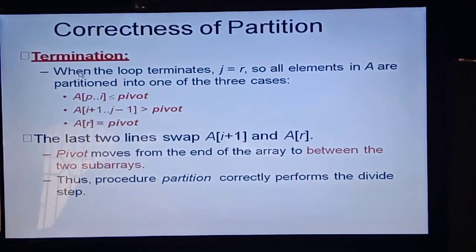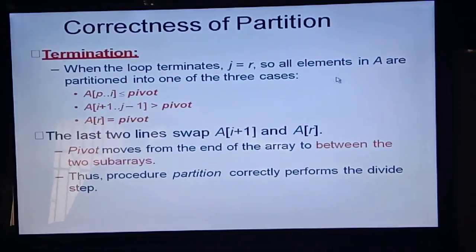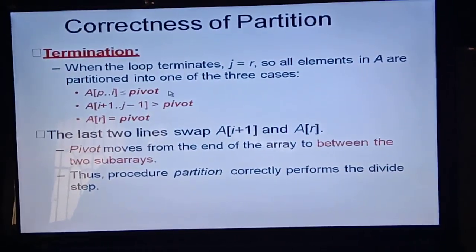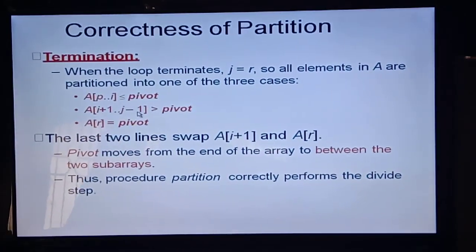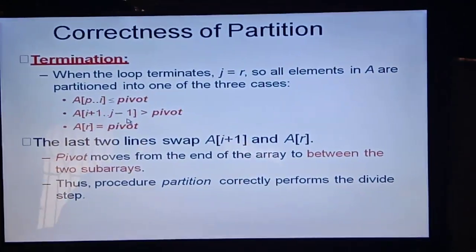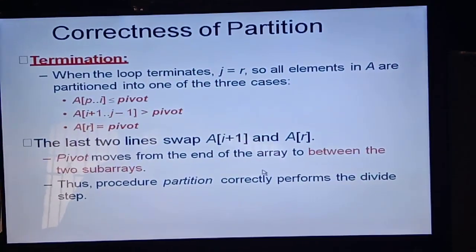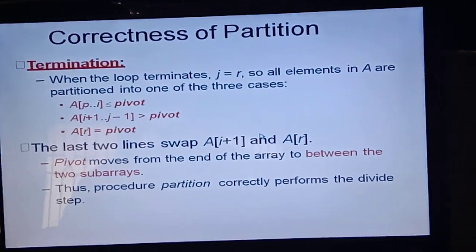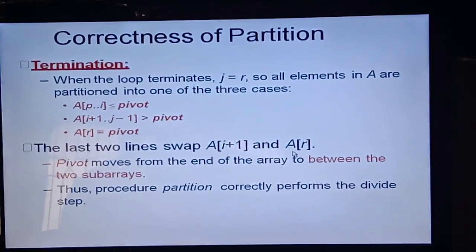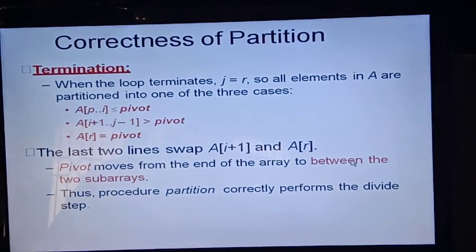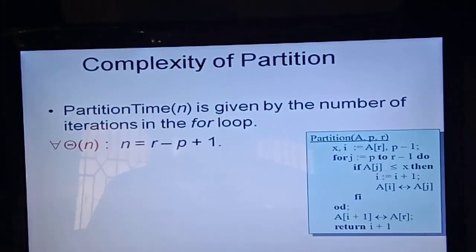And the third one is termination. When the loop terminates, j equals r. So all the elements in A are partitioned into one of the 3 cases. The first half consists of lesser elements, the second partition consists of greater elements, and the pivot element is swapped to the middle. The last 2 lines swap A[i+1] and A[r], that is, the pivot moves from the end of the array to between the 2 subarrays, and it becomes the middle element.